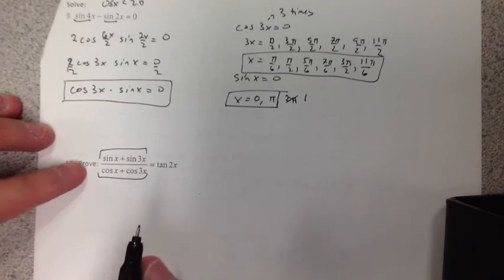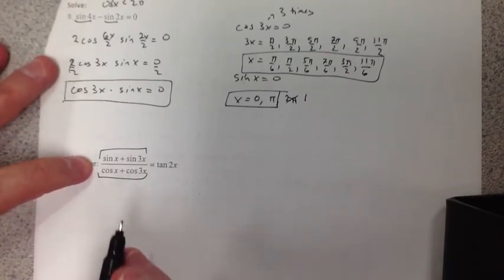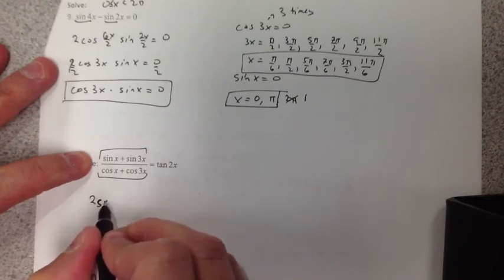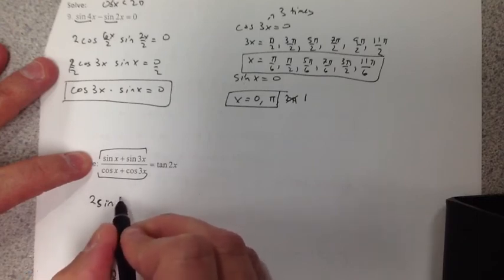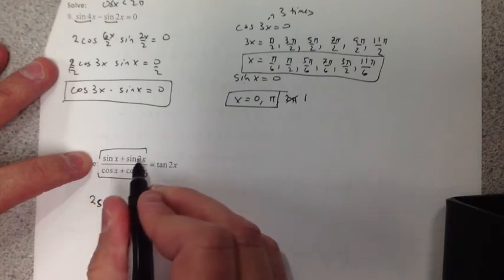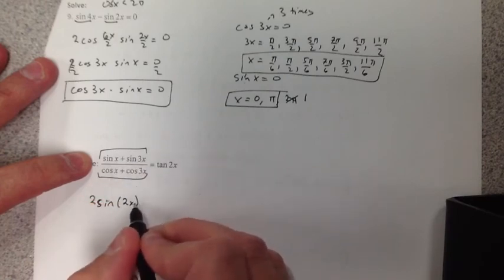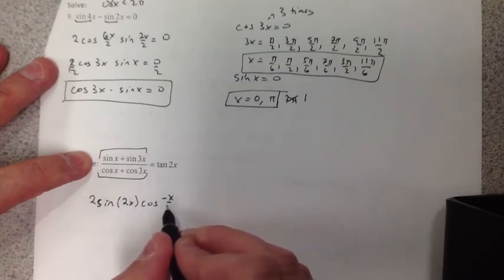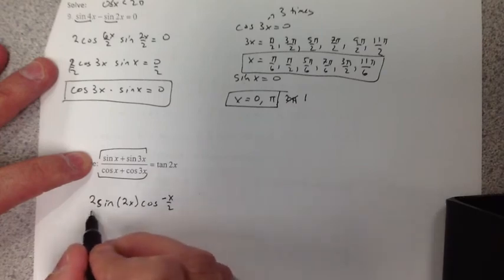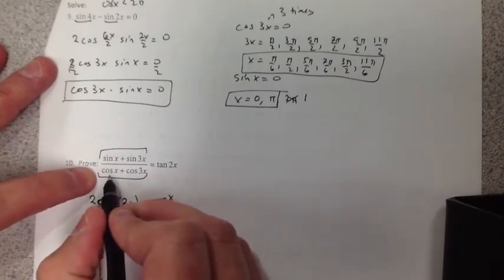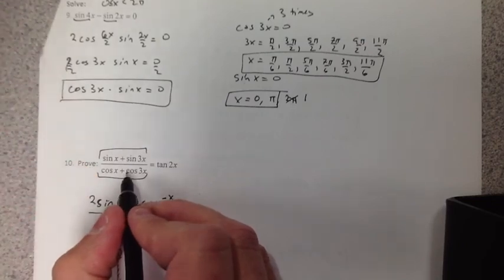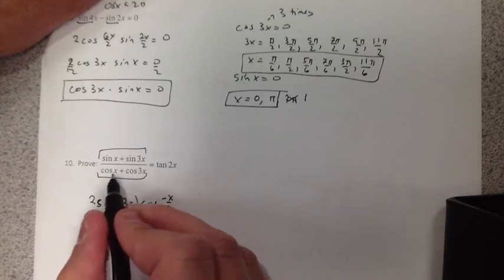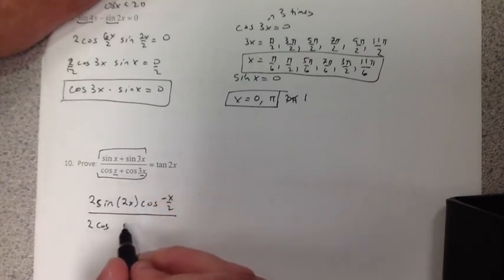What are these equal to? Well, the sine of x plus the sine of 3x becomes 2 sine of, add them together, 4x divided by 2 gets 2x, and then we subtract them. The cosine, 1 minus 3 is negative x over 2. So there's our cosine right there. On the bottom, the cosine of x plus the cosine of 3x becomes 2 cosine, add them together, divided by 2. 1 plus 3 is 4x over 2 is 2x.